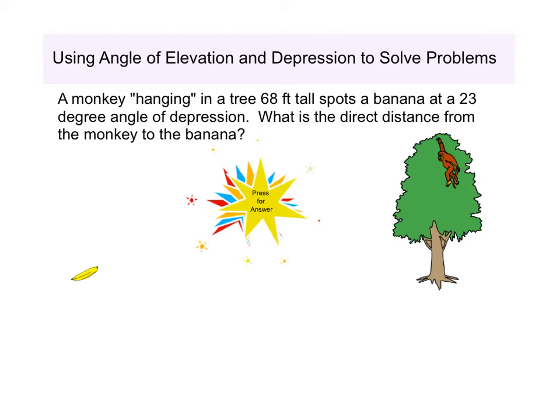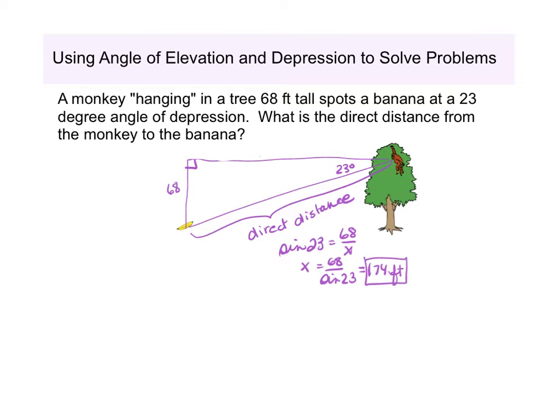As you can see, I've drawn the angle of depression from the horizontal line of sight down 23 degrees. And the direct distance is that between the monkey straight to the banana. And we solve this using trig. Sine of 23 is the opposite 68 over the hypotenuse, which is the unknown, and we'd like to find that. Solving for x, x is equal to 68 over sine of 23. Plug that into your calculator, and you'll find that it's 174 feet, rounded to the nearest foot.